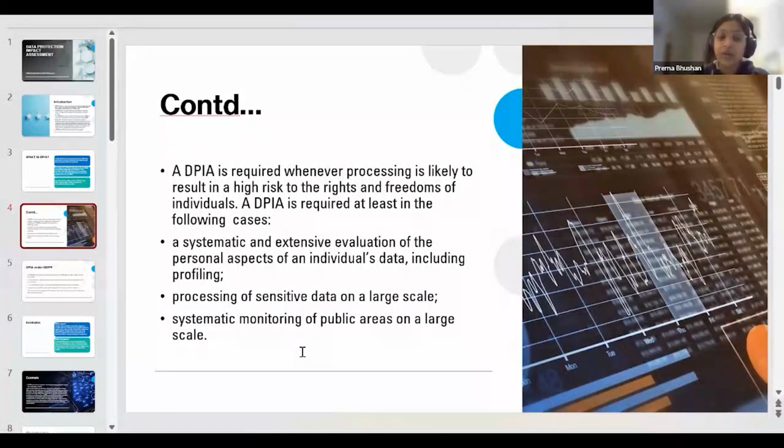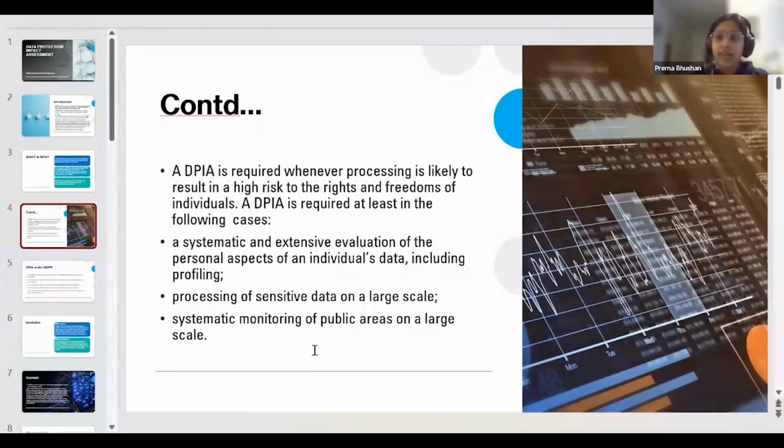Second, processing of sensitive data on large scale. If you're processing political information, children's data, sexual orientation data, any sensitive data that you're processing, in that you need to have a data protection impact assessment. Third, systematic monitoring of public areas on a large scale. So it depends from one area to another, and also the purpose for which you are monitoring.